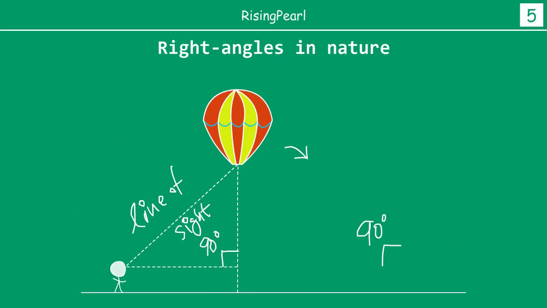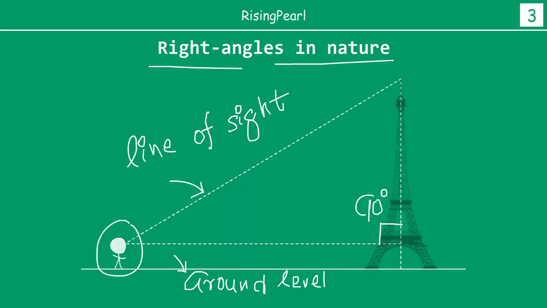Whenever you're looking up, like for example we looked at here, this angle is called angle of elevation. Elevation means you are looking up, and depression means you are looking down. So this particular angle is called angle of elevation and the other one is called angle of depression.